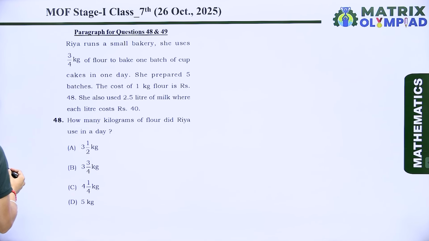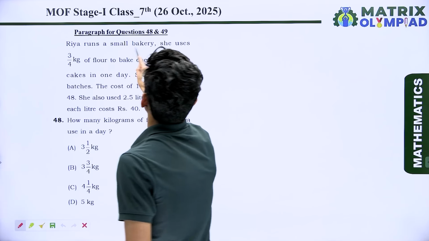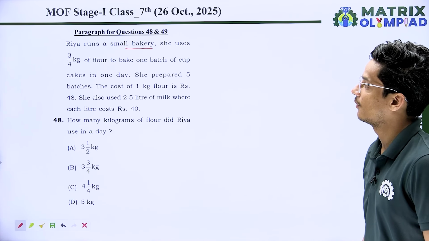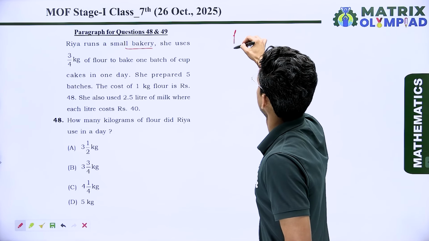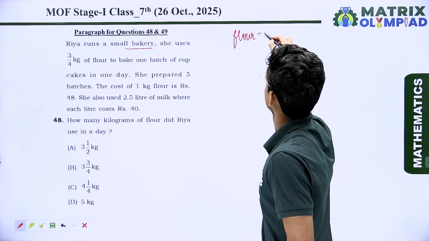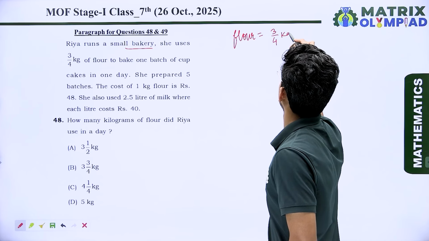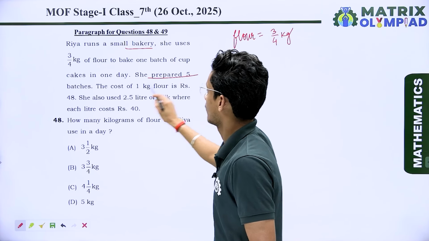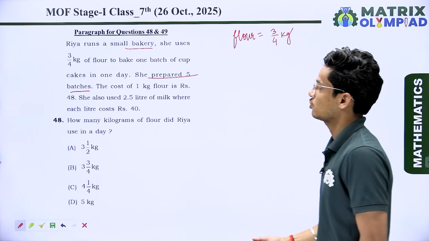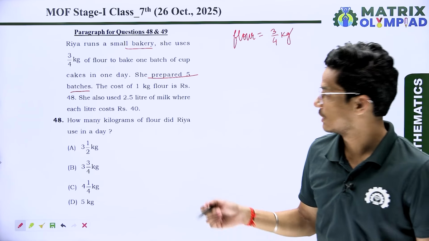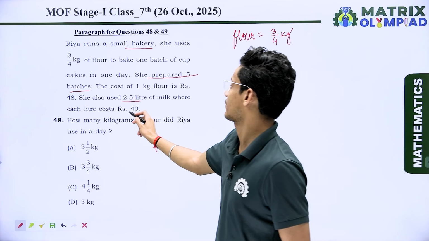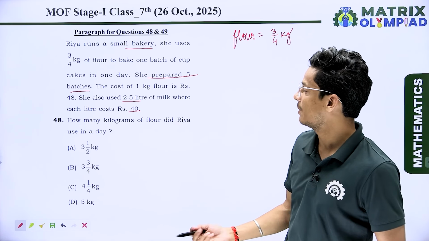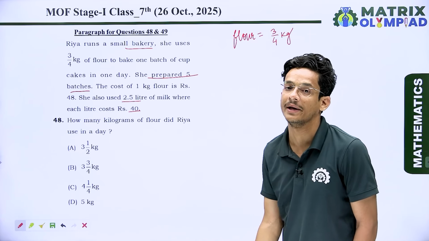Now the next question: Ria runs a small bakery. She uses 3 by 4 kg of flour to bake one batch of cupcakes in one day. Here we have flour, that is 3 upon 4 kg. She prepared 5 batches. The cost of 1 kg flour is rupees 48. She also used 2.5 liters of milk, where each liter costs rupees 40. So the question is, how many kilograms of flour did Ria use in a day?